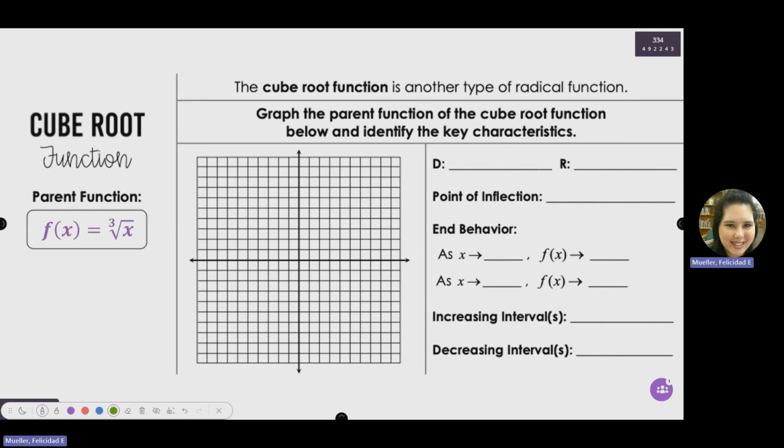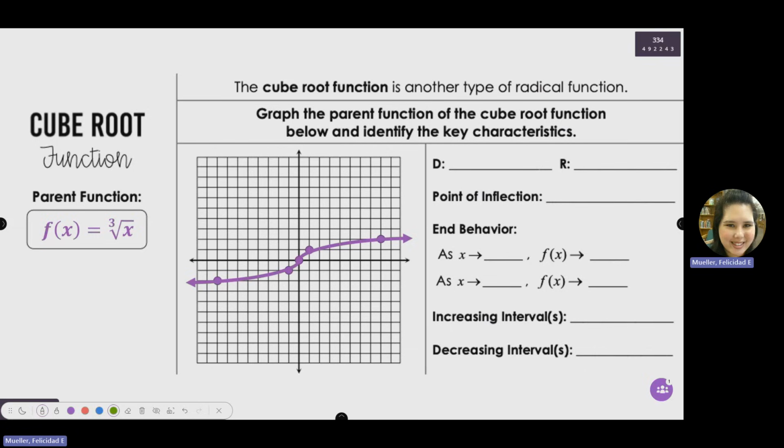So the parent function is the cubic root of x. So I would plot my points. The cubic root of 0 is 0. The cubic root of 1 is 1. Cubic root of -1 is -1. And then we have 2 cubed, which is 8. So the cubic root of 8 is 2. So that's how we get our points.